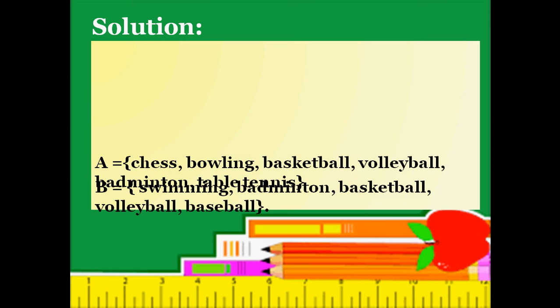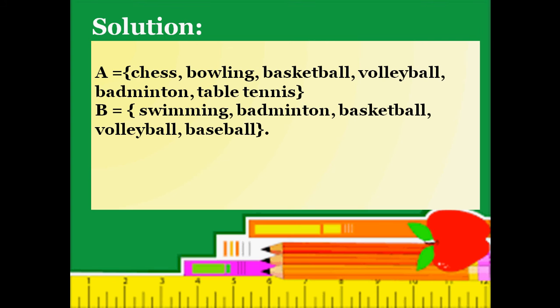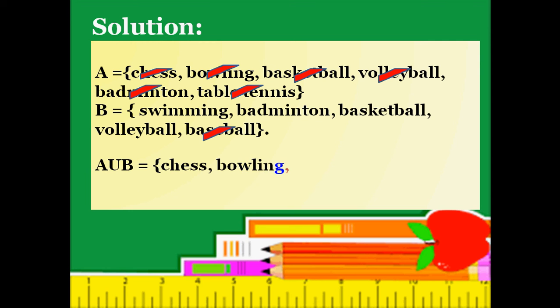From this example, we see that set A has the elements chess, bowling, basketball, volleyball, badminton, and table tennis. And the only element that is not yet listed that belongs to set B is baseball. Therefore, the union of set A and B has the elements chess, bowling, basketball, volleyball, badminton, table tennis, and baseball.